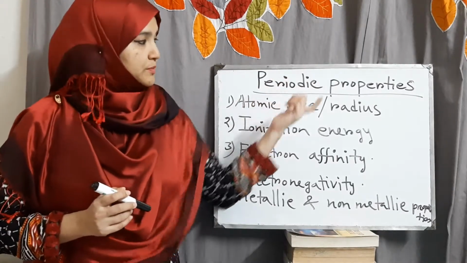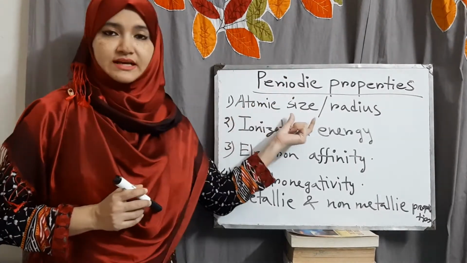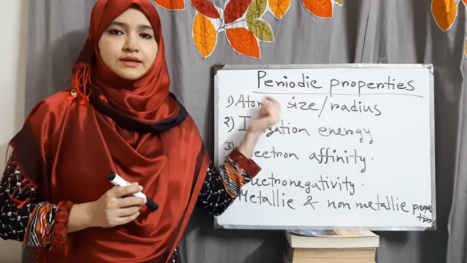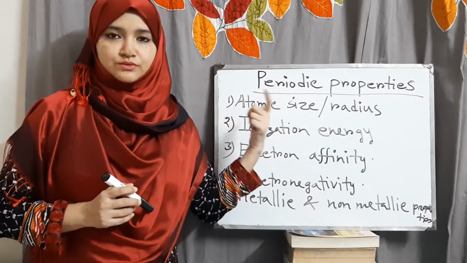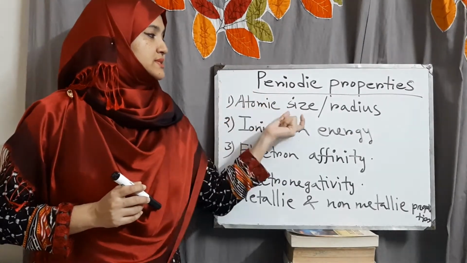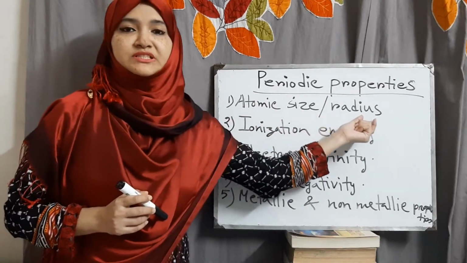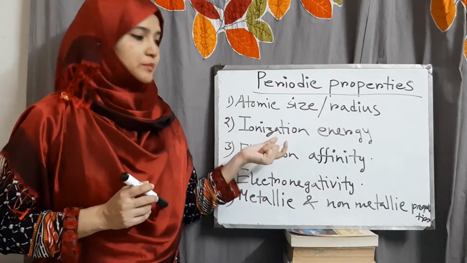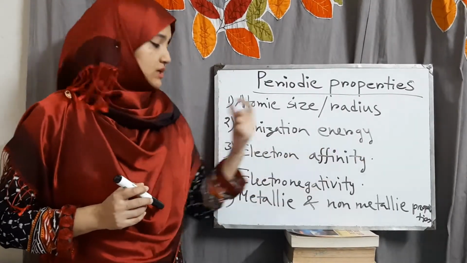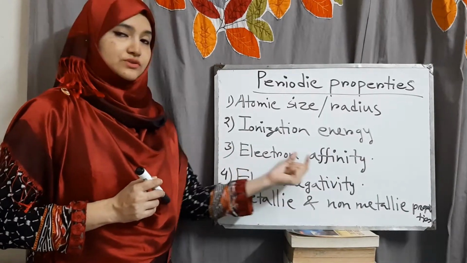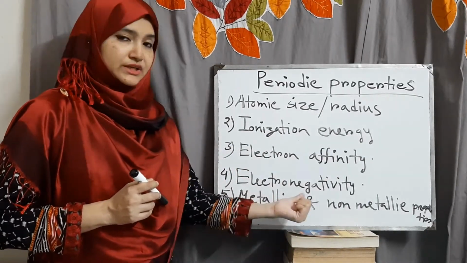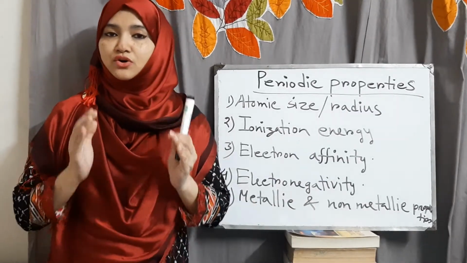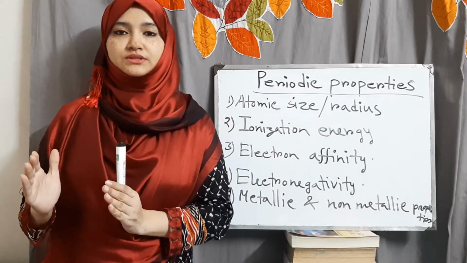And these properties are, at first, atomic size or radius. We know atoms are very small and circular in shape, and we measure the size by determining the radius. Second, the very important property, ionization energy, and the third one is electron affinity, and then electronegativity, and the metallic and non-metallic properties of elements. All these properties show a periodic trend in the periodic table.